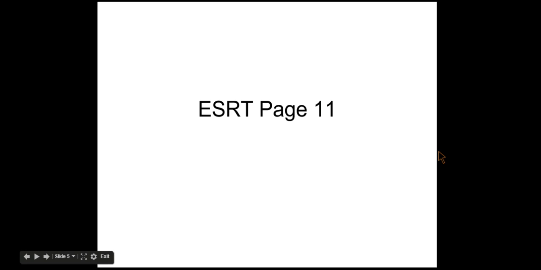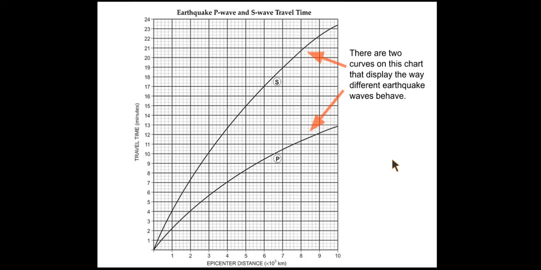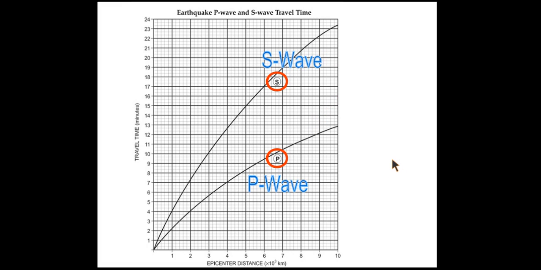In this video, we're going to be working with page 11 of the Earth Science Reference Table. So let's go ahead and take a look at this graph. If you look at the title, it's Earthquake, P wave, and S wave travel time. And there are two curves on the graph. One of them represents S waves and one represents P waves.